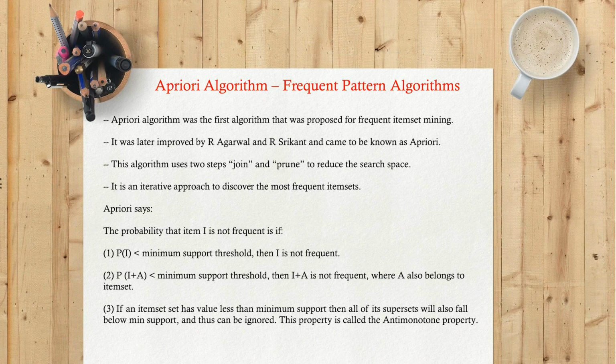Apriori says: the probability that item I is not frequent is such that: 1. If P(I) is less than the minimum support threshold, then I is not frequent. 2. If P(I plus A) is less than the minimum support threshold, then I plus A is not frequent, where A also belongs to the item set. 3. If an item set has value less than minimum support, then all of its supersets will also fall below minimum support, and thus can be ignored. This property is called the anti-monotone property.